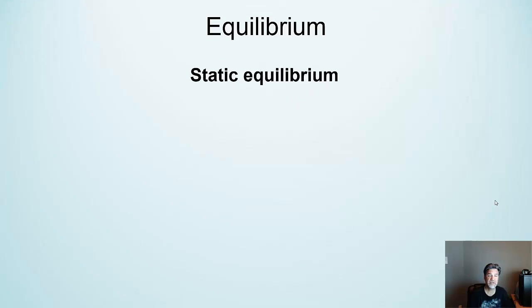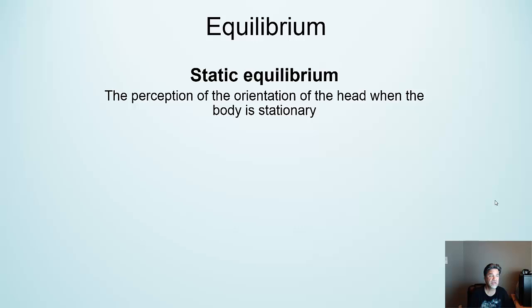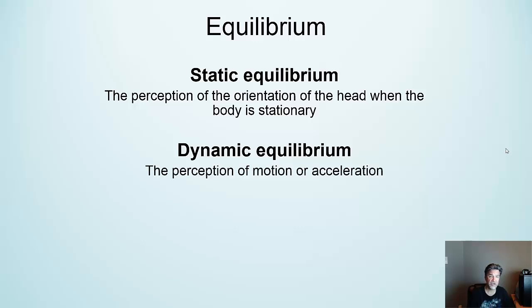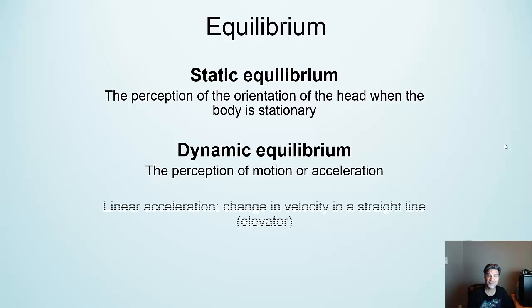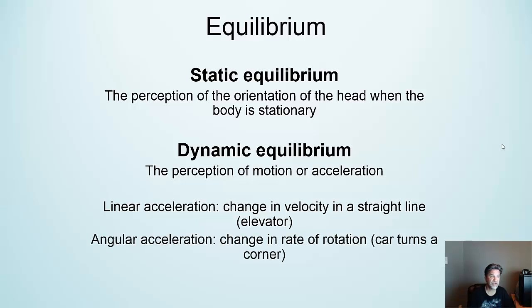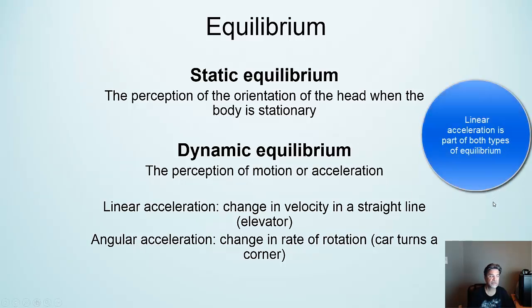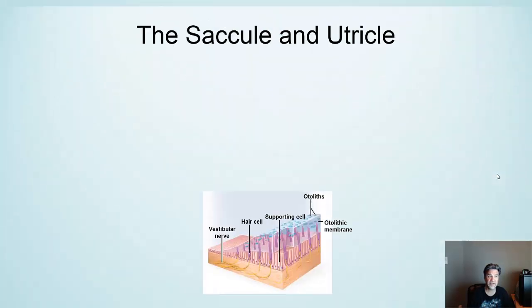Okay, so equilibrium. First we'll talk about static equilibrium. This is when the head and the body are stationary, at least perception-wise. Dynamic equilibrium is when there's a notion of motion, if you will. Linear acceleration is the change of velocity in a straight line, and for dynamic equilibrium, angular acceleration is when you note rotation. So those are the two forms of acceleration, and that's a form of dynamic equilibrium. With static equilibrium, we're talking about the body and the head being perceived as motionless.